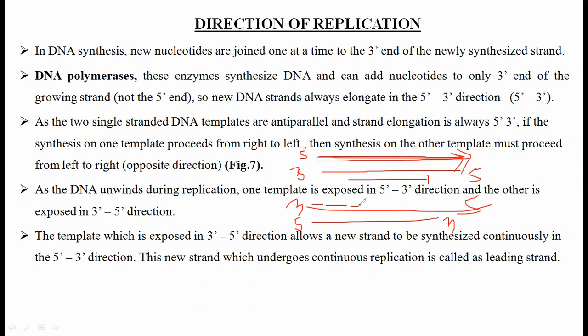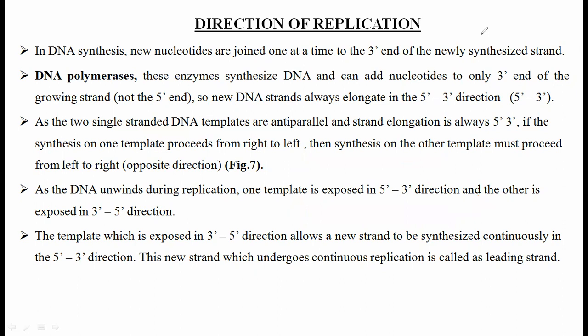the DNA replication will be discontinuous. It will be in small fragments, not like here where the DNA will be complete in a single, continuous strand. But on the other strand, the DNA replication will be discontinuous. And this discontinuous replication is called the lagging strand. On the leading strand, you have continuous replication, and on the lagging strand, you have discontinuous replication. You will understand in the coming slides what the leading strand and lagging strand are.